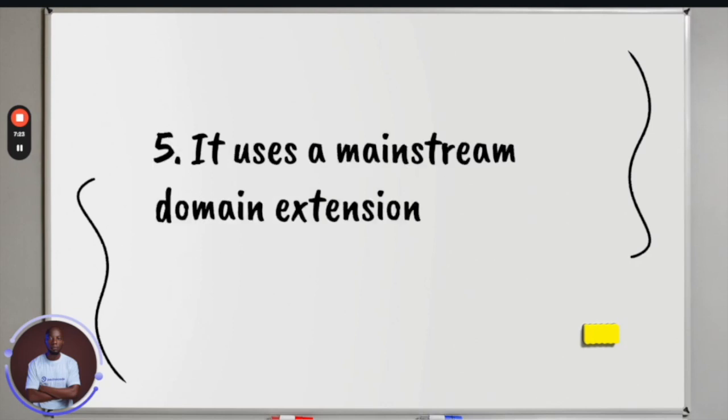Number 5, make sure that your domain uses a mainstream extension. I know there are lots of domains these days like .fun, .me, .go, .xyz, .meet, .party. But you see, those extensions are not mainstream yet, and people can take you unseriously if you decide to use any of those domains for your business.